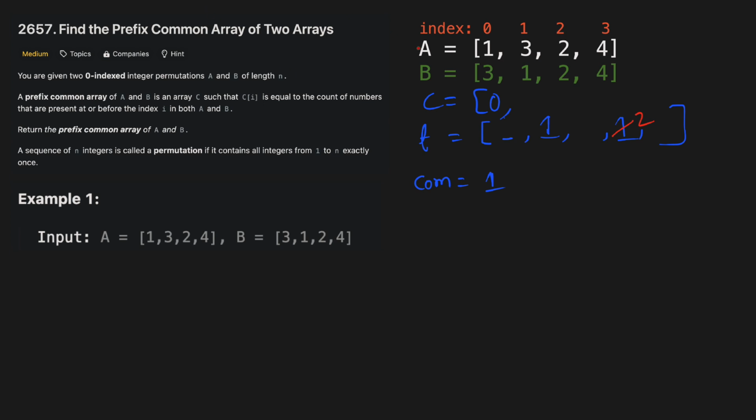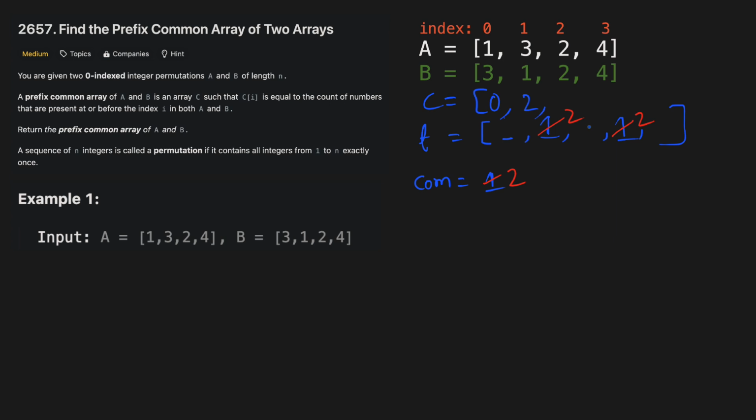In B at index 1, we have element 1. So we will increment the frequency at index 1 by 1. So it becomes 2. So that means we found 1 as a common element as well. So we increment the common element count to 2. And now since we have processed both the arrays, we will set the common element count, that is 2, at index 1.